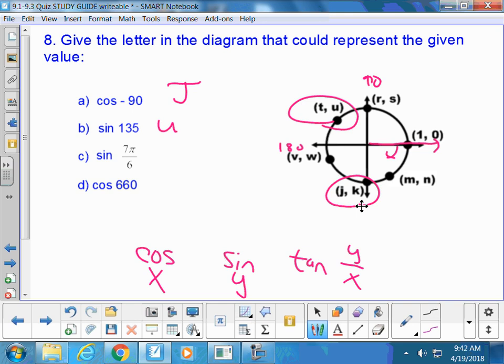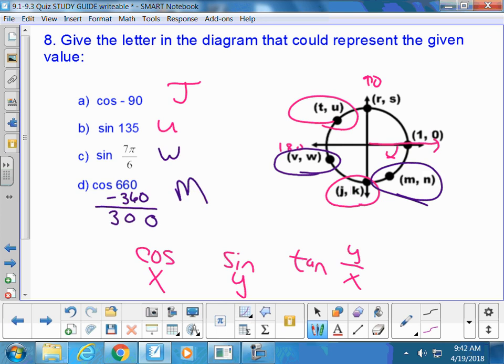So 7 pi over 6 is located at 210. So 210 would be about right here. V or W. Would we want V or W if we're doing sine? W. Y value. And then, do you know where 660 is? I don't, so I'm going to subtract a 360 from it. It's located at 300. 300 is probably at M and N. So M would be cosine. Very good.